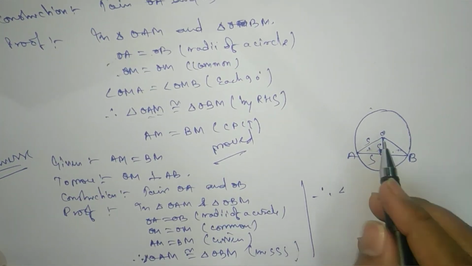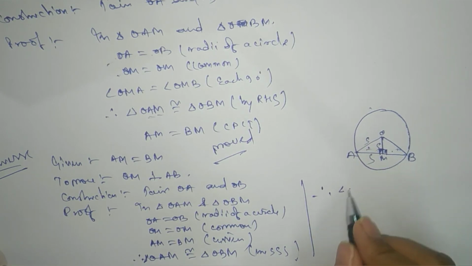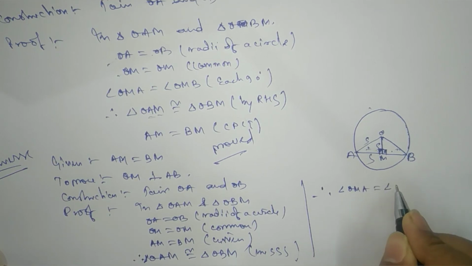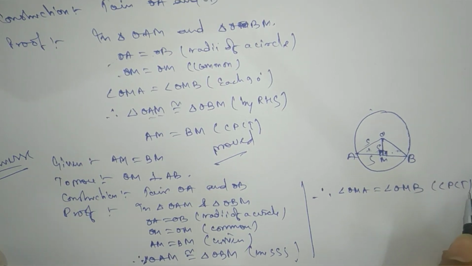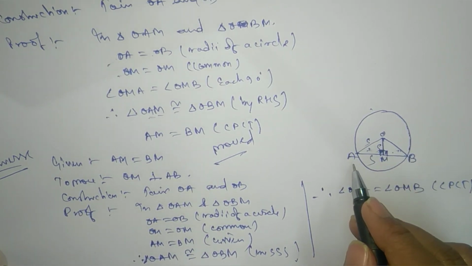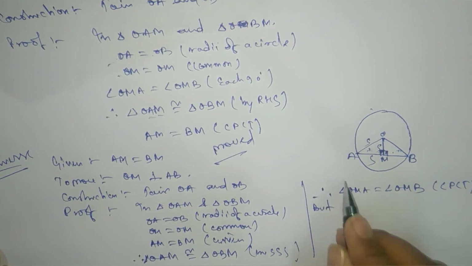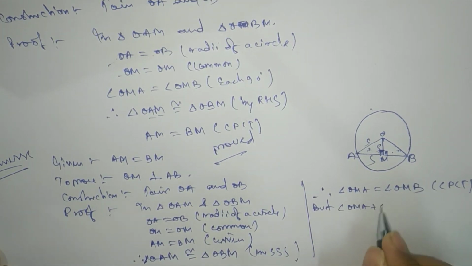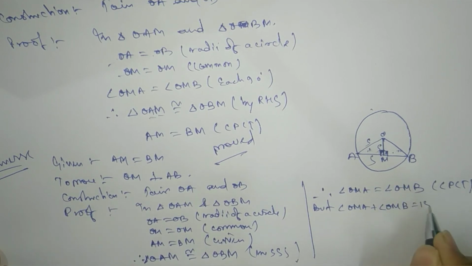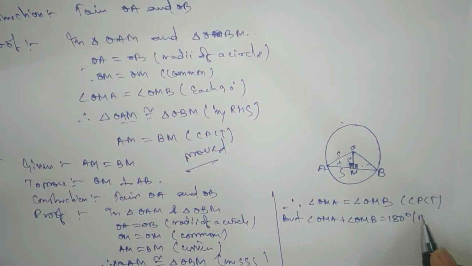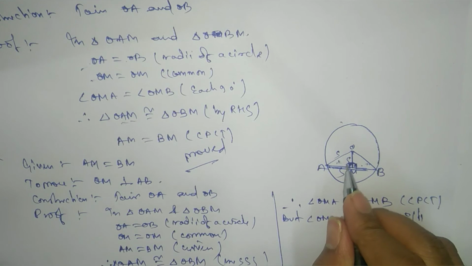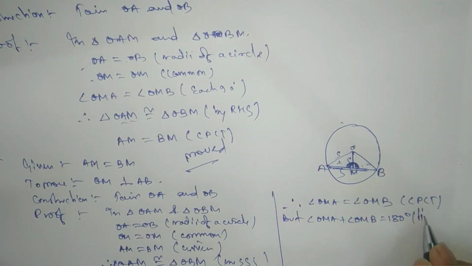Therefore angle OMA equals angle OMB by CPCT. But we need to prove that OM is perpendicular to AB. What we know is that angle OMA plus angle OMB equals what? 180 degrees. Can you guess by which reason? Yes, linear pair. As you can see, there is a straight line and the sum of these two angles must be 180 degrees by the linear pair axiom.